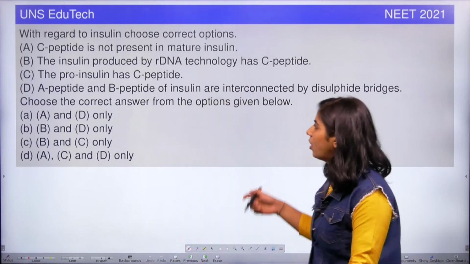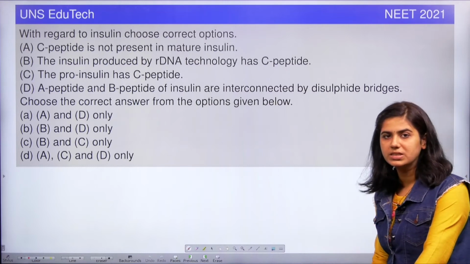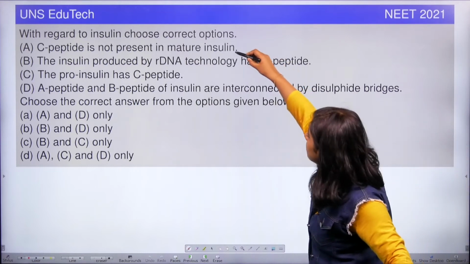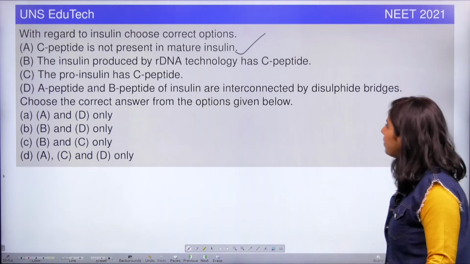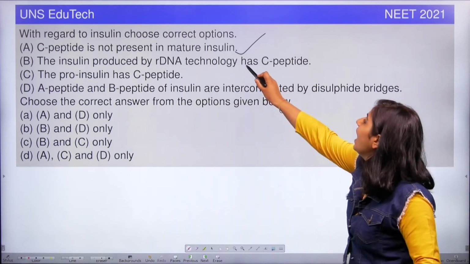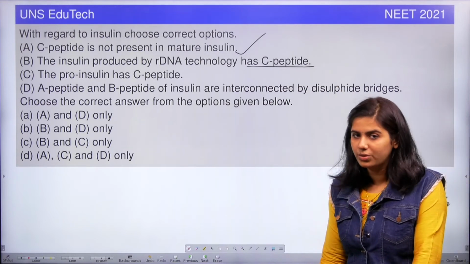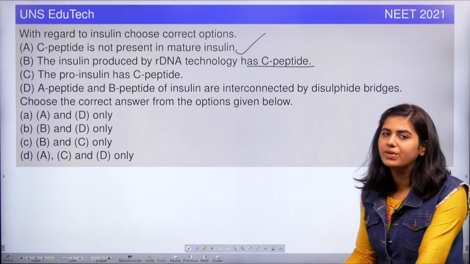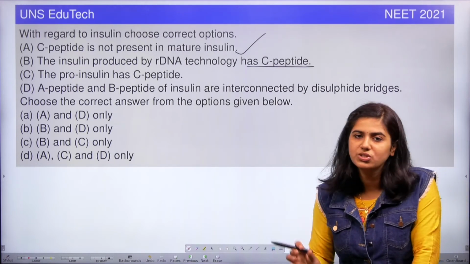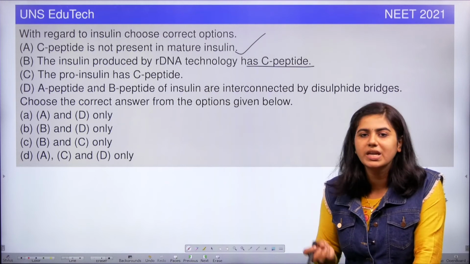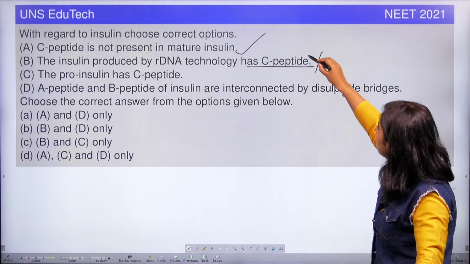you can see that the options are. C peptide is not present in a mature insulin. Is it correct or wrong? Yes, it's correct, right? Second option is the insulin produced by rDNA technology has C peptide. Does it have C peptide? No, right? We have seen it just now, only the gene of interest. We are inserting only A gene and B gene in the bacterial DNA and we are getting the peptides and joining them with disulfide bond. So this option is wrong.